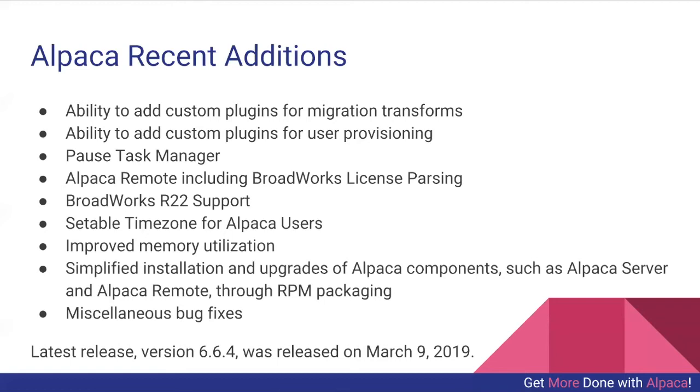We've improved memory utilization. We've simplified the installation and upgrades of Alpaca components, such as the Alpaca server and the Alpaca Remote, through the use of RPM packaging. Previously, it was more in the way that you would do a BroadWorks installation: put a bunch of things in place, change some symlinks and whatnot. But it meant that the upgrade process was a little bit harder and a little bit heavier than what we wanted. So we moved to RPMs.